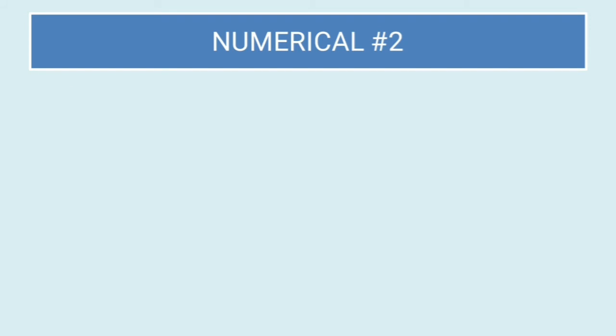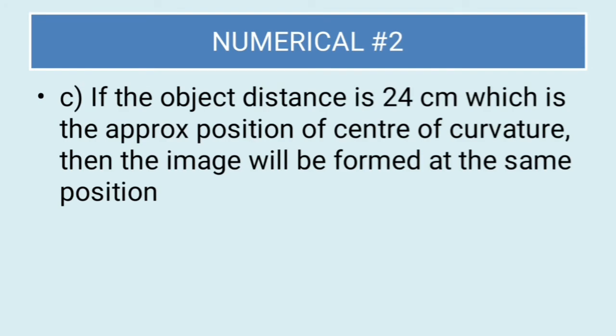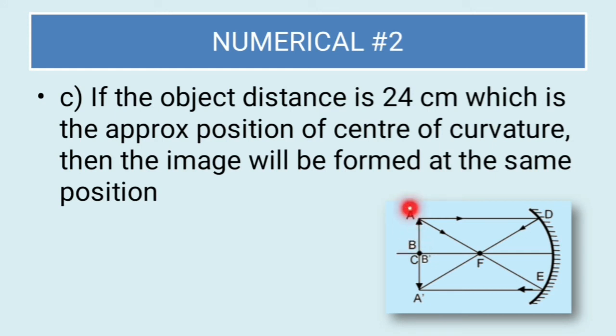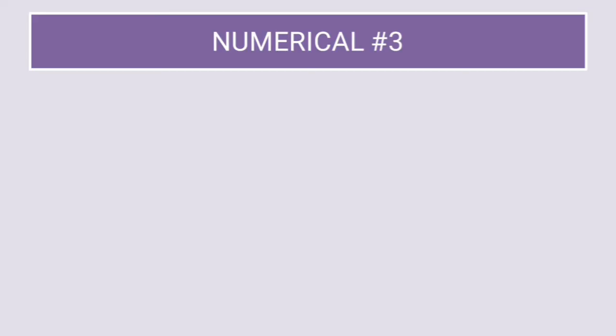Then the C part is, what if the object is placed at 24 centimeter? Remember that the focal length of the given concave mirror is 12 centimeter. So it is double that of the focal length, so it is the center of curvature. If the object distance is 24 centimeter, which is the approximate position of the center of curvature, then the image will be formed obviously at the center of curvature only. So it will look like this. This is the object and this will be the image, because that's what happens. In case of a concave mirror, if you place the object at the center of curvature, then the image also forms at the center of curvature. So that was numerical number 2.